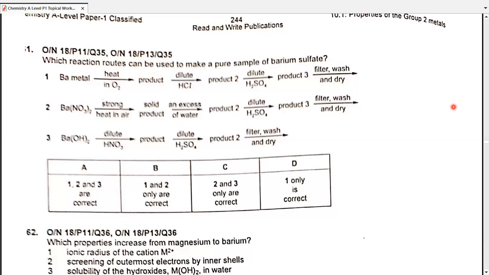Barium metal, heating in oxygen will form barium oxide, and barium oxide with HCl will form barium chloride, and then with sulfuric acid it will form barium sulfate. Filter, wash and dry. Dilute HNO3, already aqueous, with barium hydroxide.